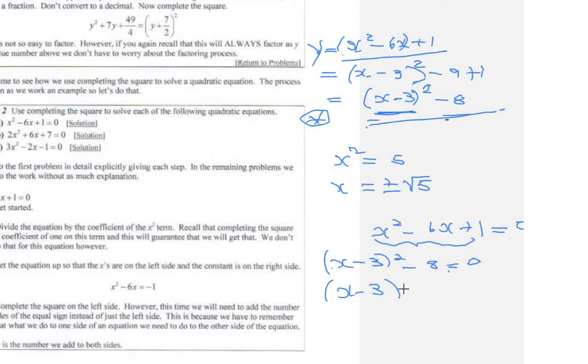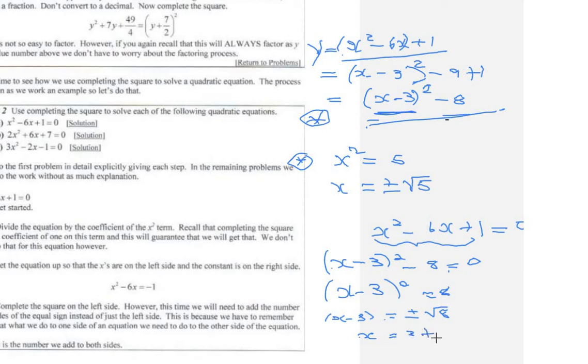And I have (x minus 3) squared is 8. And now I can use this property we just talked about, that we can always take plus or minus the square root. So I can now say x minus 3 is then plus or minus the square root of 8. And then I can move the 3 to the other side, and I have two solutions here.